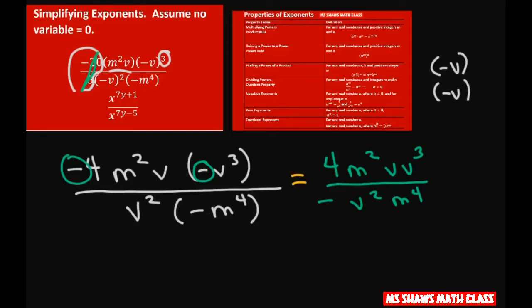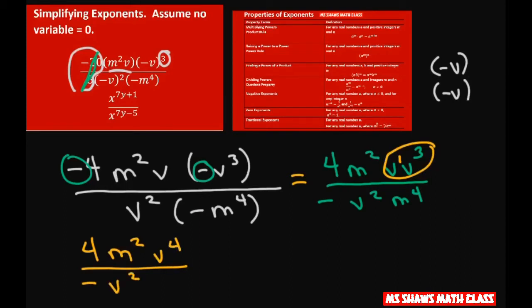So now I'm going to take care of this. So I have 4 m squared, and then you add the exponents, you get v to the 4th divided by negative v squared m to the 4th. So our whole answer is going to be negative. Now for the m's, let's look at our m's.